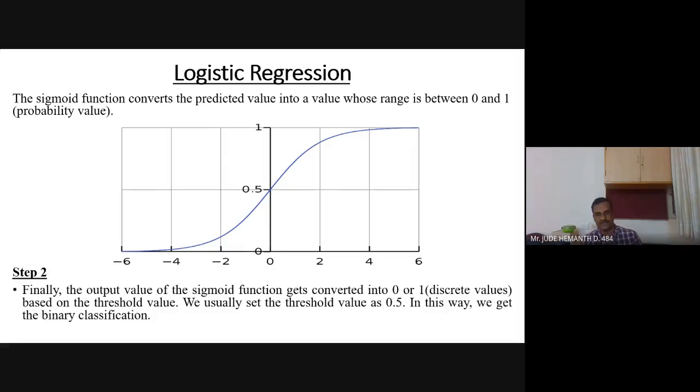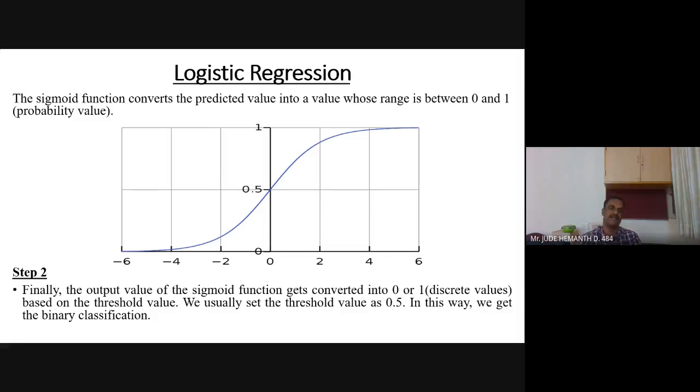Now with this probability value, the output value of the sigmoid function gets converted into 0 or 1, that we know. Now we are having a threshold value, because logistic regression is used for binary classification. What do you mean by binary classification? Only two chances, either dog or cat. But we also have multi-level classification where you can classify into 3 categories or 4 categories. Right? But logistic regression is used for binary applications where we are going to set a threshold as 0.5.